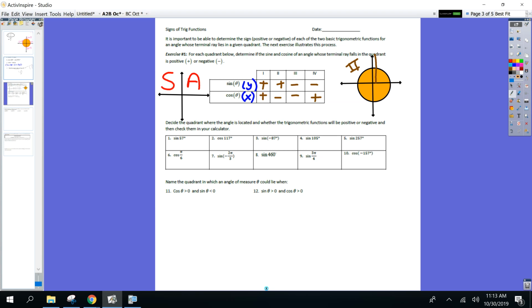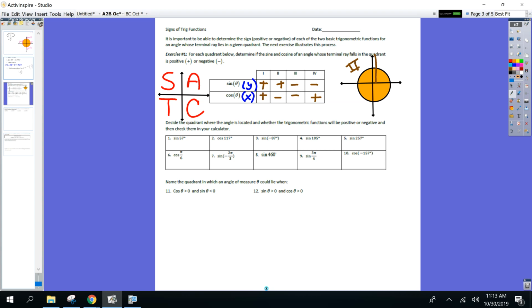In quadrant 3, please put a capital T. And then finally in quadrant 4, anybody want to guess this? A capital C. How is this going to help me to remember where everything is positive and negative?